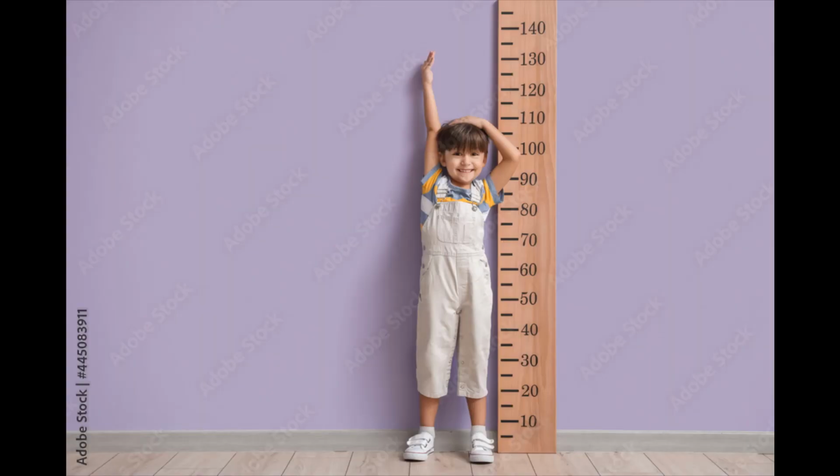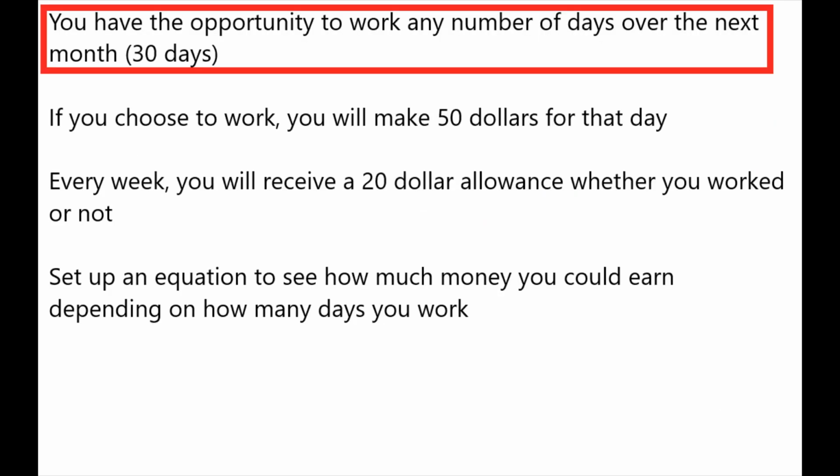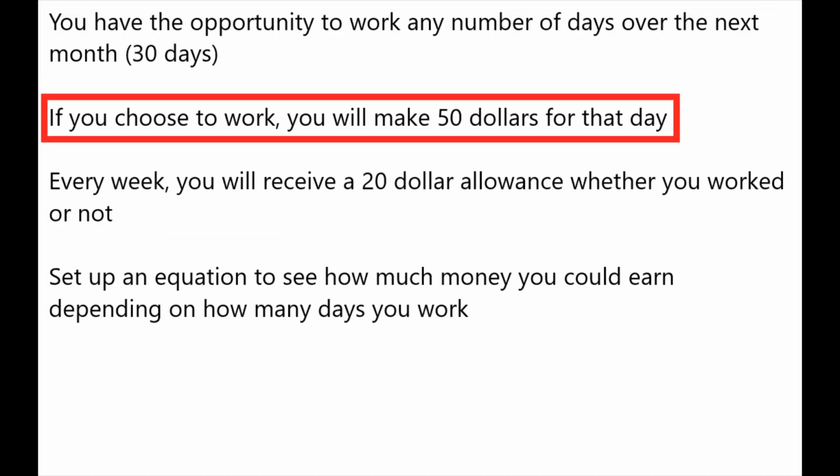But now when we add in the y and x variables, we're able to track things and measure things over time, which is very important. Let's say for the next month, you have an opportunity every day to work. If you choose to take that opportunity to work, then you will make $50 for that day. If you choose not to work, you won't make any money.